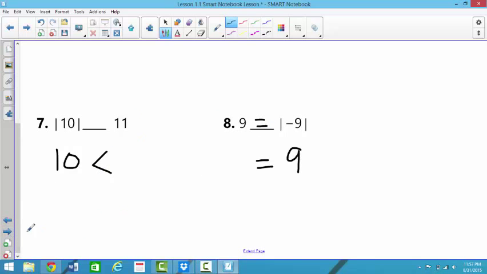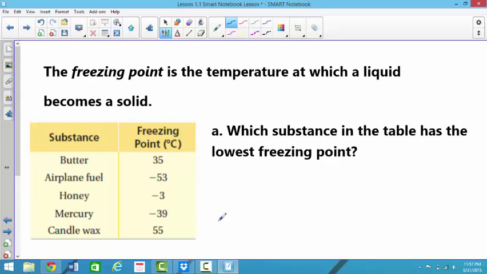If you got those all right, you can move on. If not, you should rewatch. The freezing point is the temperature at which a liquid becomes a solid. Which substance in the table has the lowest freezing point?